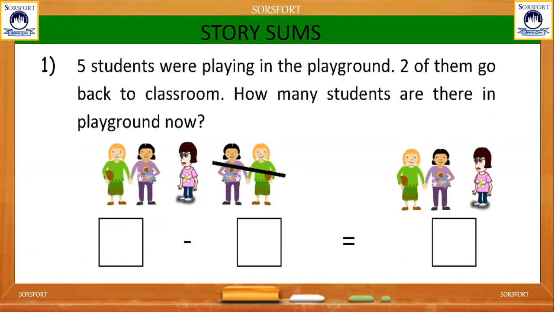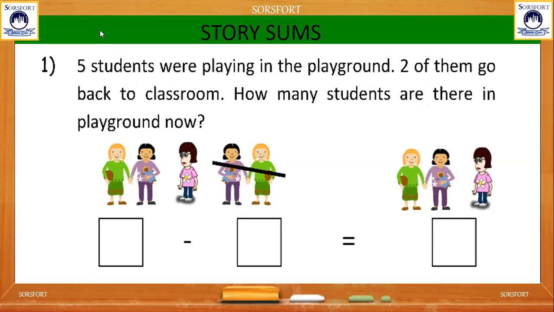Story sums. 5 students were playing in the playground. 2 of them go back to classroom. How many students are there in the playground now?